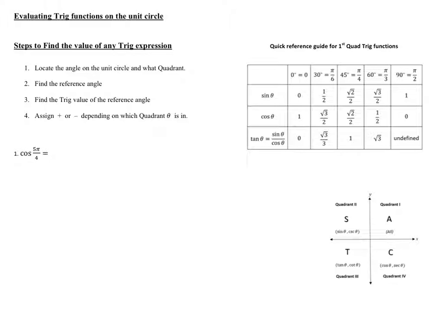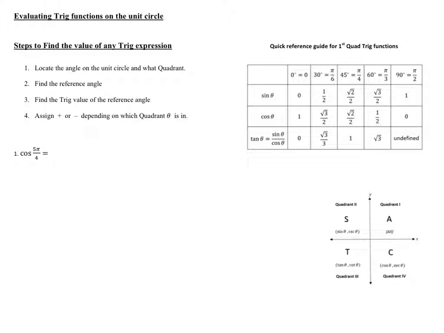And then I also included in the bottom right-hand corner of the screen the All Students Take Calculus chart, and that basically just tells us what quadrants the trig functions are positive. That will help us with our value, whether to make it positive or negative. So let's look at the steps. We first need to locate an angle, figure out where it is on the unit circle, what quadrant. Then we can look at the reference angle, find the trig value of the reference angle, and then we just assign is it positive or negative depending on the quadrant.